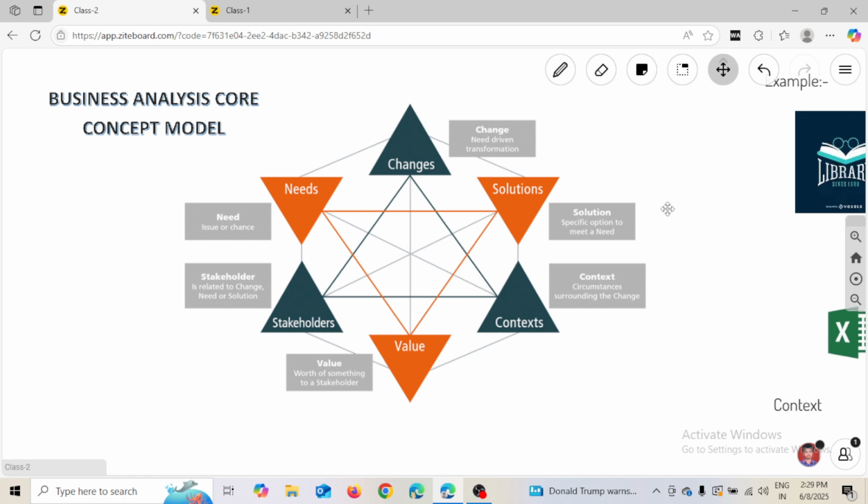So why is it important? Let's suppose you are in preschool, like in KG, or in your very first class. Whenever you are going to learn any language or mathematics, what is the first thing that you learn? It is very simple: numerics, one, two, three, right? Integers. You count up to nine only. These are the fundamental things that you have to learn. So here, you can see in the diagram: need, stakeholder, value, context, solution, change, right?